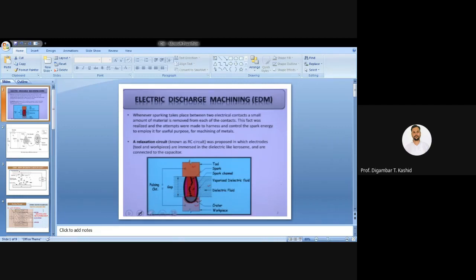Your workpiece should be electrically conductive. So this process has a limit. That means your material should have at least a small amount of electrical conductivity. That is the requirement of this process; only then is machining possible using this process.